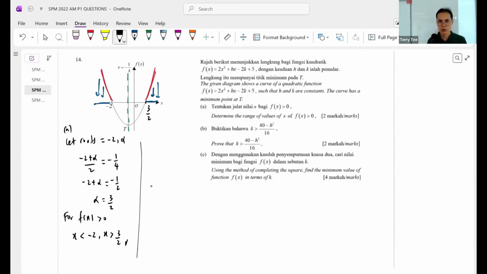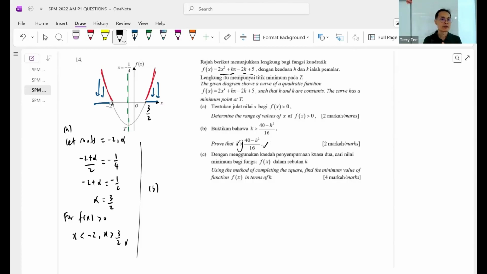All right, let me do part B over here. Prove that k is greater than that. Okay, when you're given this equation, right, how do you prove your k is more than this? Sometimes a lot of people don't know where to start. What is the equation or inequality? Because you see there's an inequality here that links h and k together. Do you know? Anyone? Look at the graph.